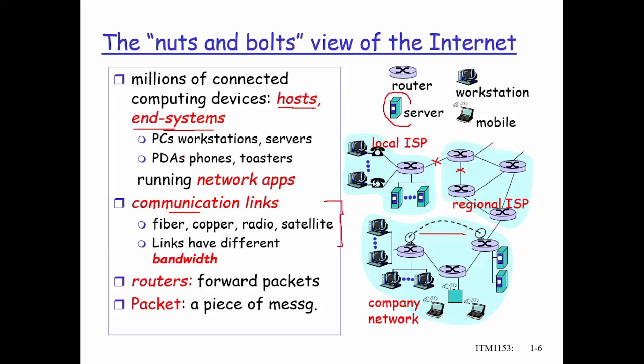So very popular media nowadays we have fiber cable. Learn about the fiber cable, then copper wires. In addition to that, radio, satellites. So these are the mediums that are used in order to create computer networks.